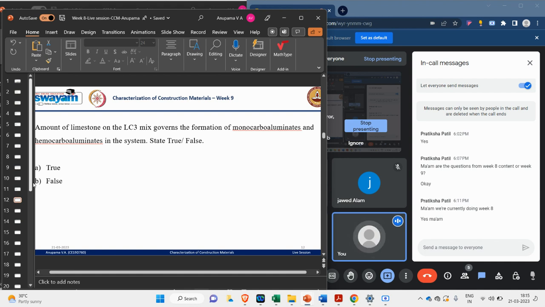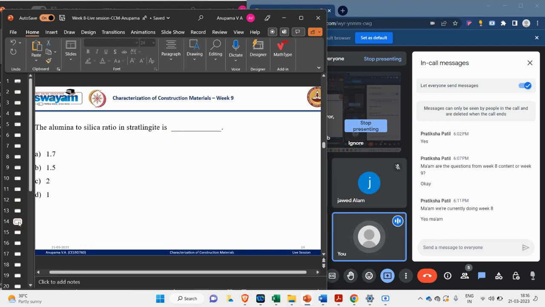Okay, so let's move to the answer. It's a true statement. Why? Because more limestone, meaning more calcite, is introduced into the system. As I told in the first question, when there is more calcite, it will react with the aluminates forming monocarboaluminates and hemicarboaluminates. So the amount of limestone actually governs the formation of monocarboaluminates and hemicarboaluminates. Okay, let's move to the next question.